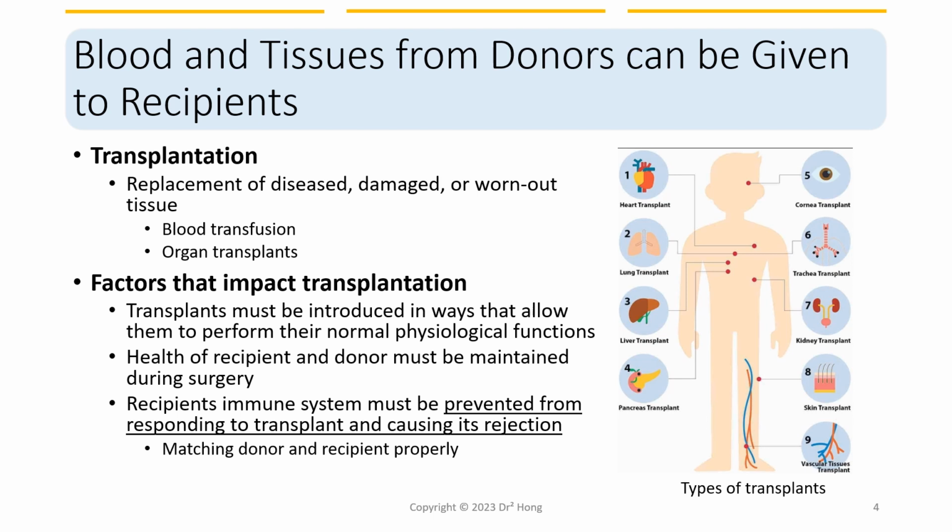There are several factors that impact transplantation. First, transplants must be introduced in a way that allows them to perform their normal physiological functions. Second, the health of the recipient and the donor must be maintained during surgery, and after the transplantation process, the recipient's immune system must be prevented from responding to the transplant and causing its rejection. So it's extremely important to match the donor and recipient's HLA type properly.